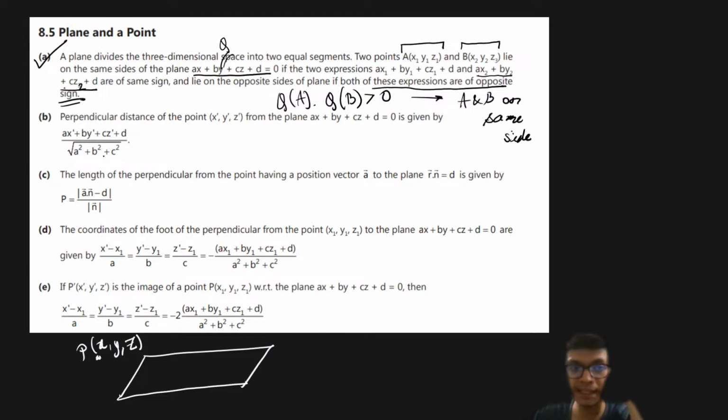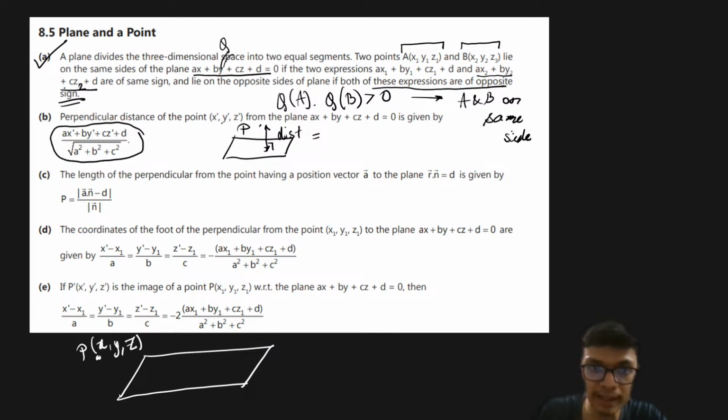Now our next task is to understand that, if we have a given point, how do I find the perpendicular distance from the given point to the given plane? If I need to find the perpendicular distance from point P to this particular plane, that distance is given by this formula. We put the point x dash, y dash, z dash into the equation of the plane and then divide by the square root of a square plus b square plus c square. That's how we approach the answer for the perpendicular distance.